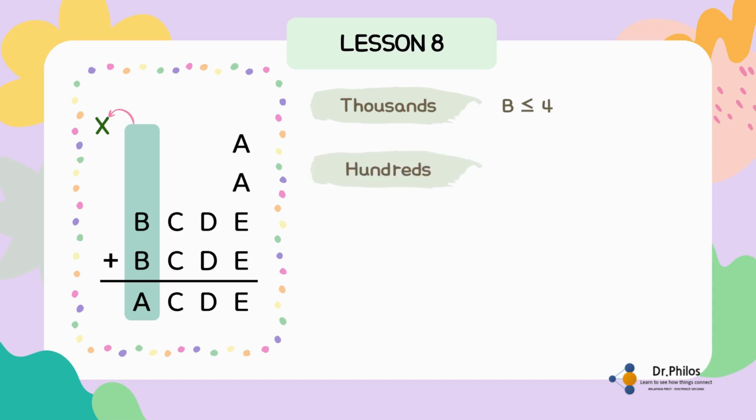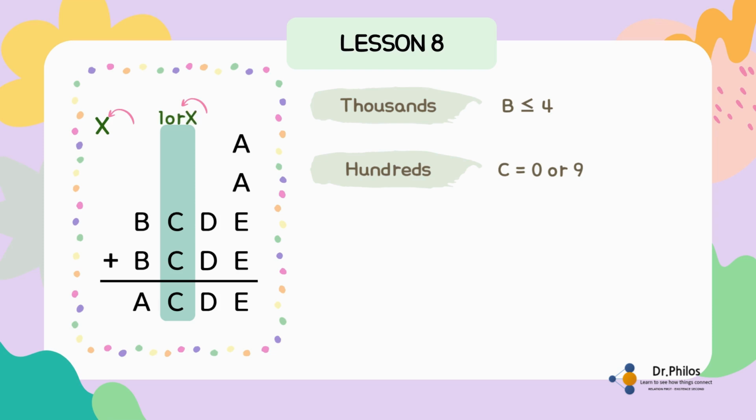The hundreds place is c plus c. But the result in the hundreds place is also c. For a number to be added twice and result in the same number, it has to be either 0 or 9. Can you tell which one it is right now? No. It depends on whether there is a carryover from the tens place. If there is a carryover, c is 9. If not, c is 0.